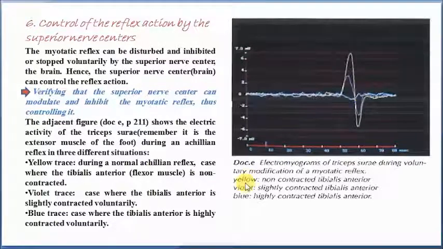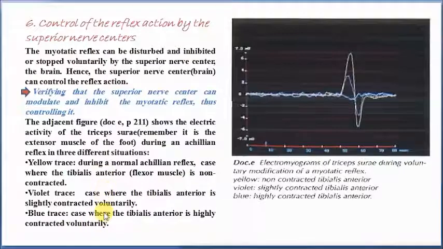of your book. Now, the second trace, which was the violet trace, was recorded in a case where the tibialis anterior, that is the flexor muscle, is slightly contracted voluntarily. The person is going to contract it voluntarily before they perform the Achillean reflex, before hitting the Achillean tendon. The third trace, which is the blue one, is when the tibialis anterior is highly contracted.